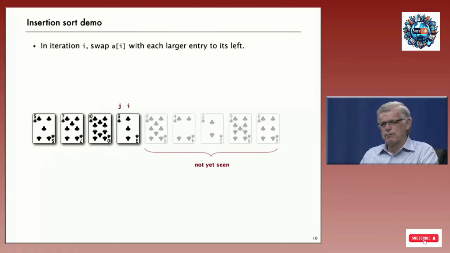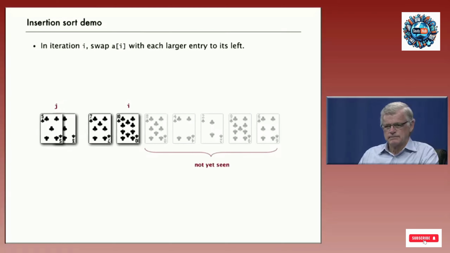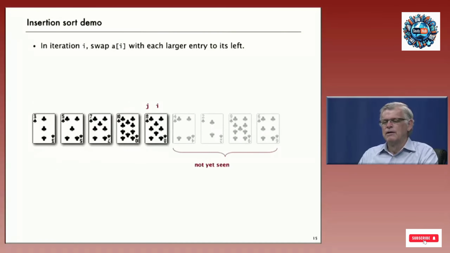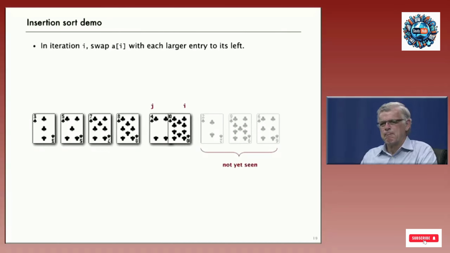So now we increment I again and we come to the 3. Again, we exchange as long as the card immediately to the left is greater. And once we've done that, then we have everything to the left of I in ascending order. Now in this case we have the 8. We only have to exchange 1, and now it's got the 7 to its left and everything is in order. So we've achieved putting it in order with less work in this case. We don't always have to go all the way back to the beginning.